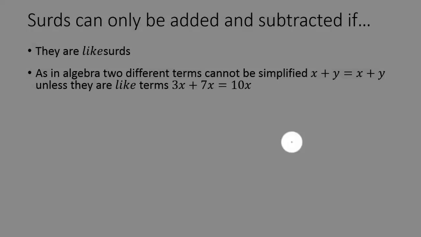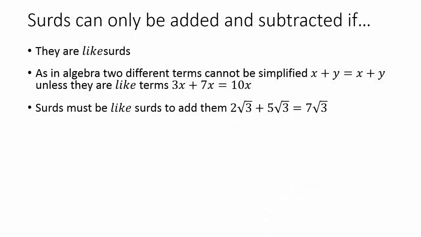Now surds work the same way. So if we have something like 2 root 3 plus 5 root 3, we can simply add them to get 7 root 3, as if it were an x and an x, and 2x plus 5x would be 7x.